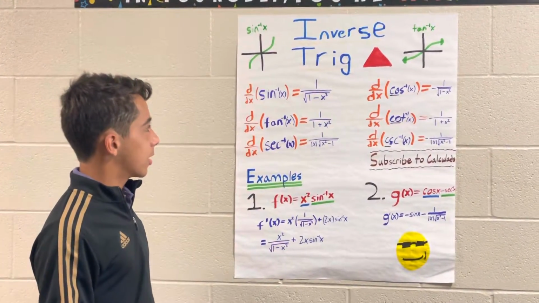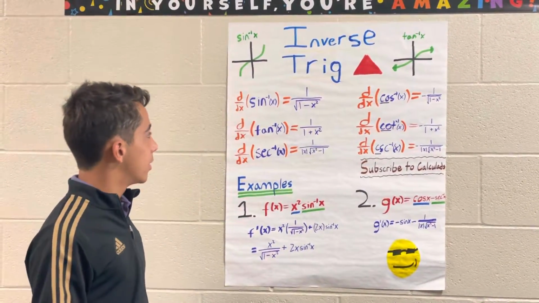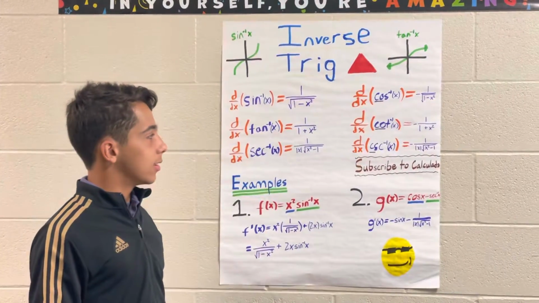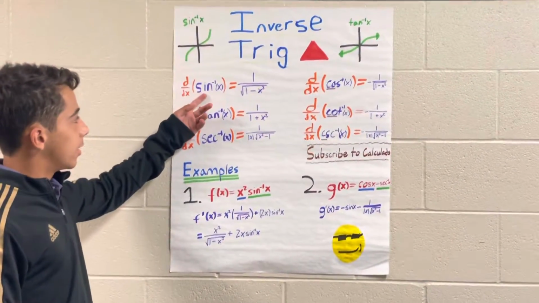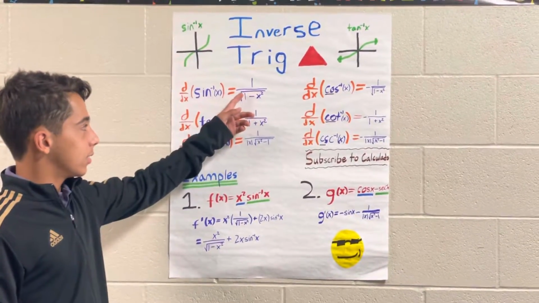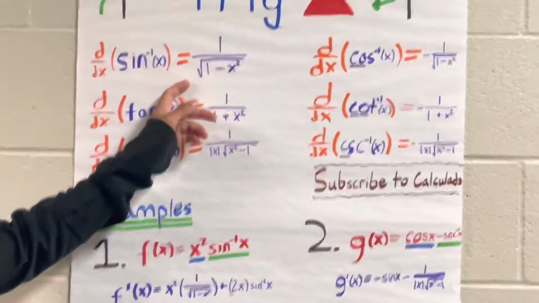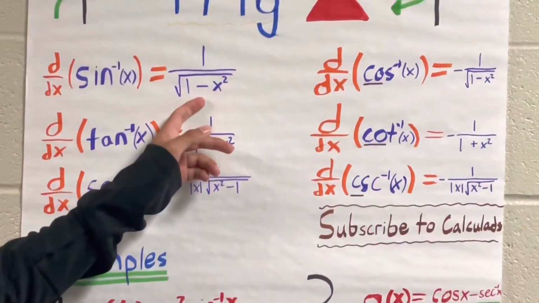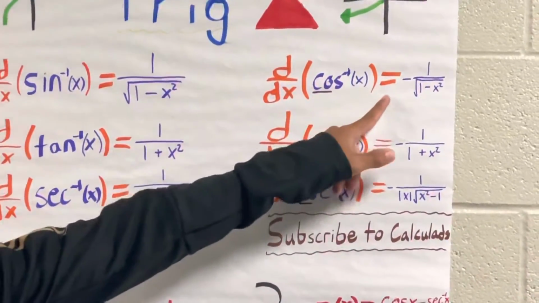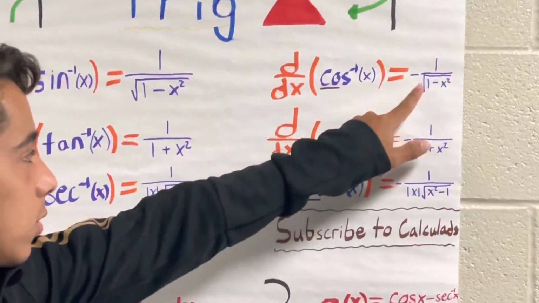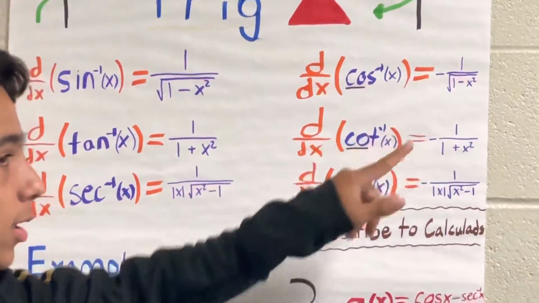So today we're going to be talking about the derivatives of inverse trigs. First we need to memorize the six inverse trig functions. We have inverse sine of x, so that's going to be 1 over the square root of 1 minus x squared. We have the inverse of cosine, which is going to be negative 1 over the square root of 1 minus x squared.